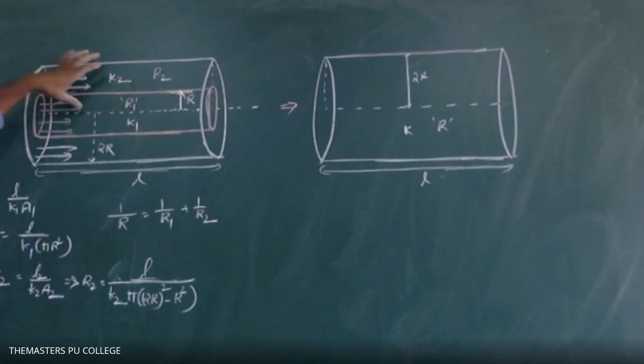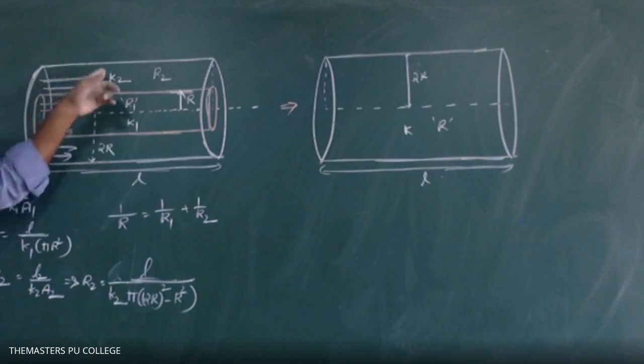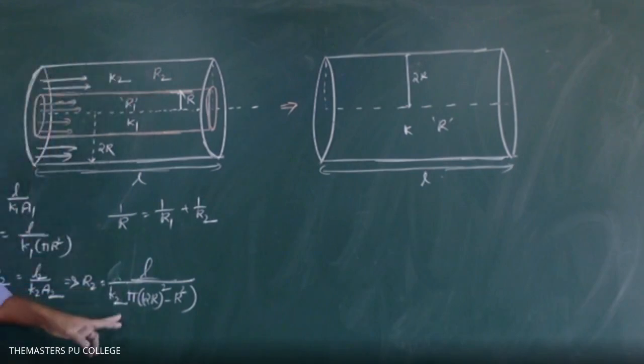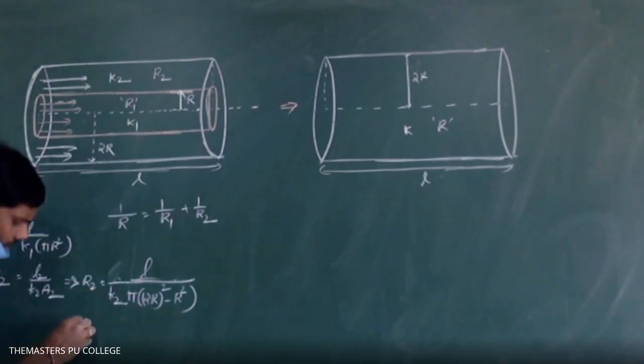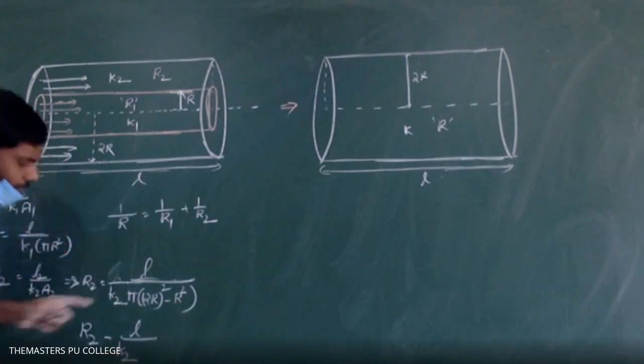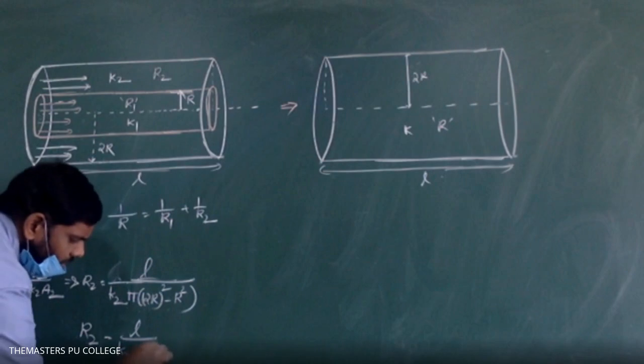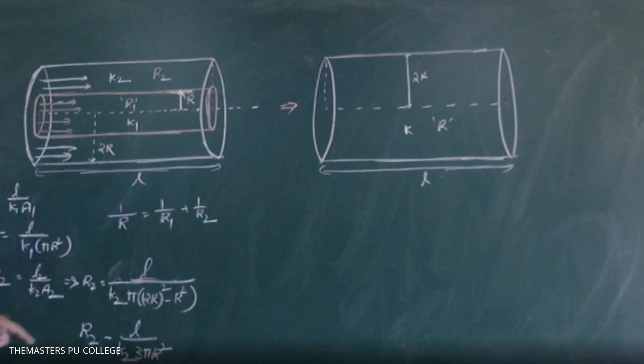So students, from here onwards it will be transferred to the second rod. This is the effective area, a cylindrical region, through which it will be transferred. That will be equivalent to the area of the first one minus the total area of this. Then that will give the net area of heat transferred to the second rod. Then we will get R2 equals L divided by K2 of pi, 4r square minus r square, which I can write as 3r square. So this is about this.